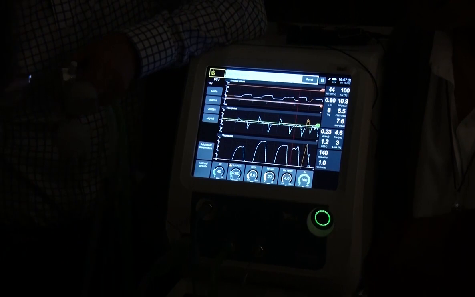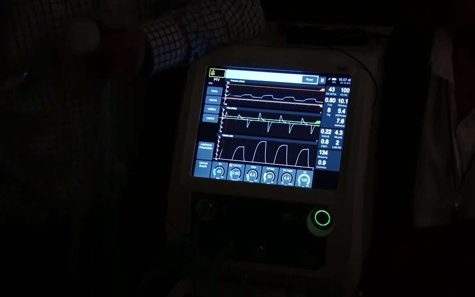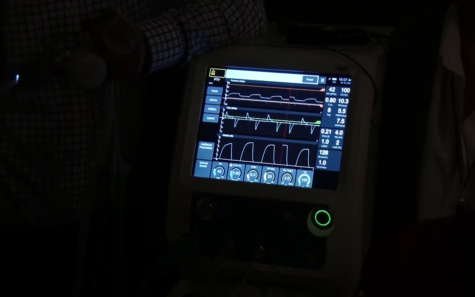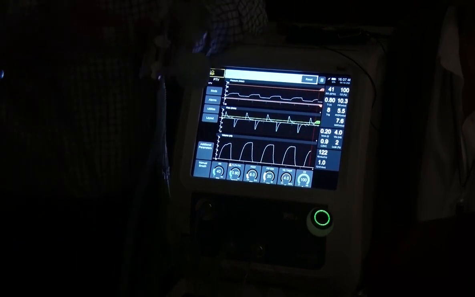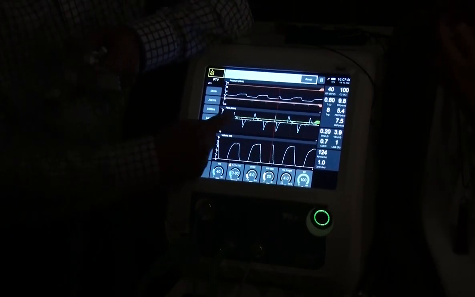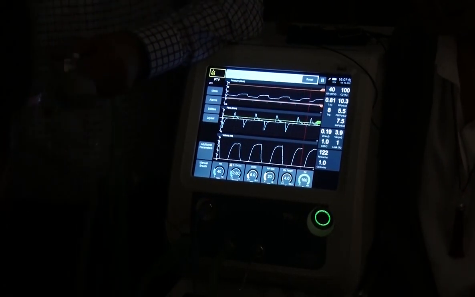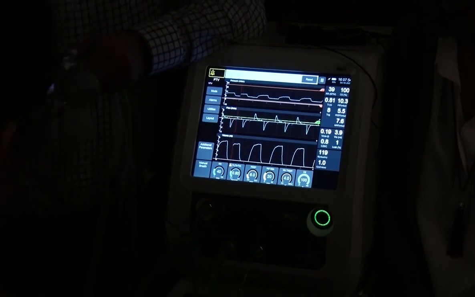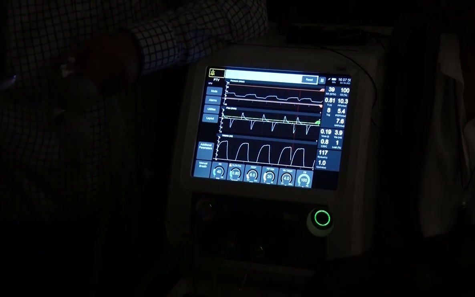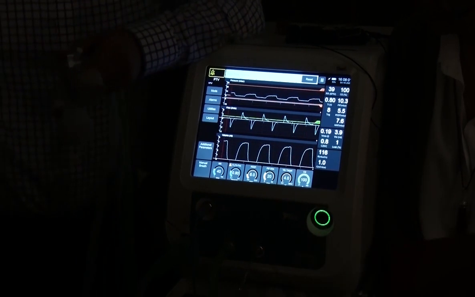What have I done here? Reduce the inflammation. Yeah, I've made this a stiff lung. Stiff lung. So, yeah. And what's happened to our time constants? Compliance has increased like crazy. Reduced time constant. Time constant decreases, doesn't it?